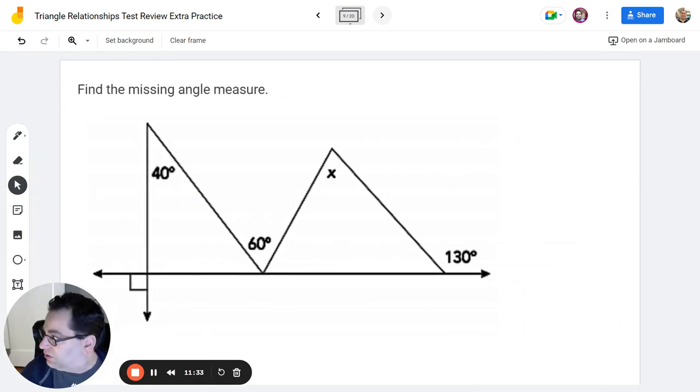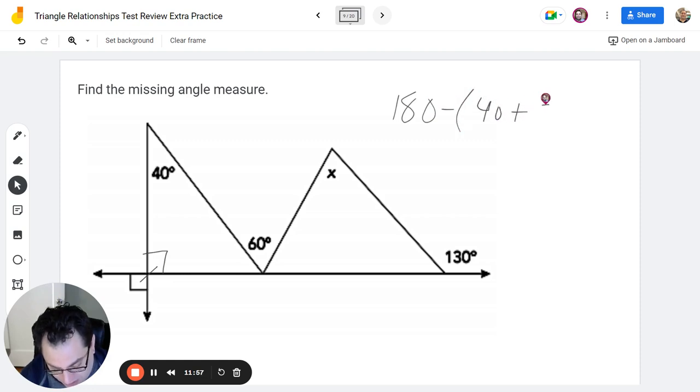All right. So, question number 9. On question number 9 here, we are given some angles and we have to find x. So, again, we're going to work left to right. Here we have a set of vertical angles, making this a right angle. We can use the triangle sum theorem once again, 180 minus 40 plus 90. And this is going to be 90 minus 40, which is 50 degrees. So we know that this is a 50 degree angle.